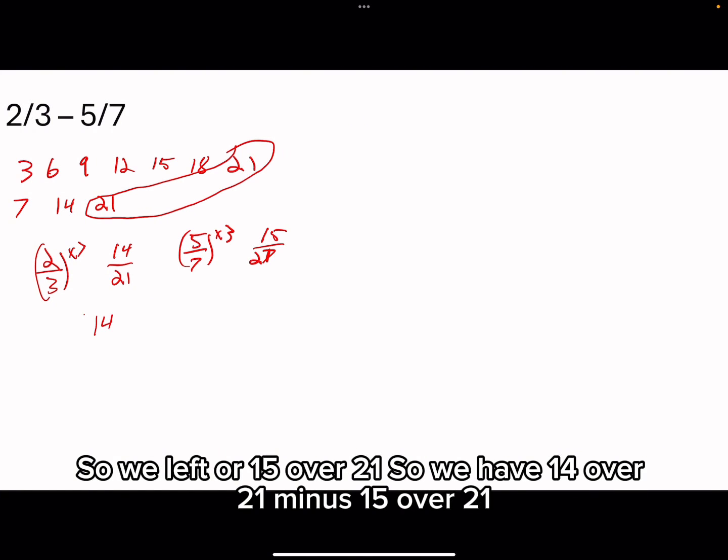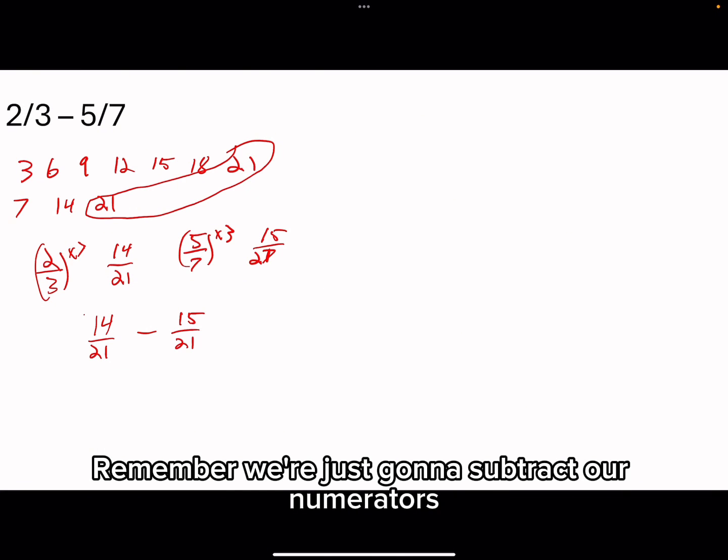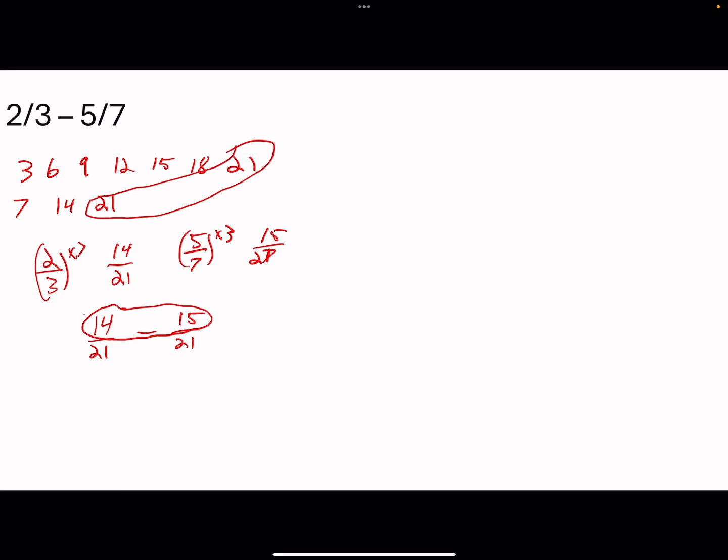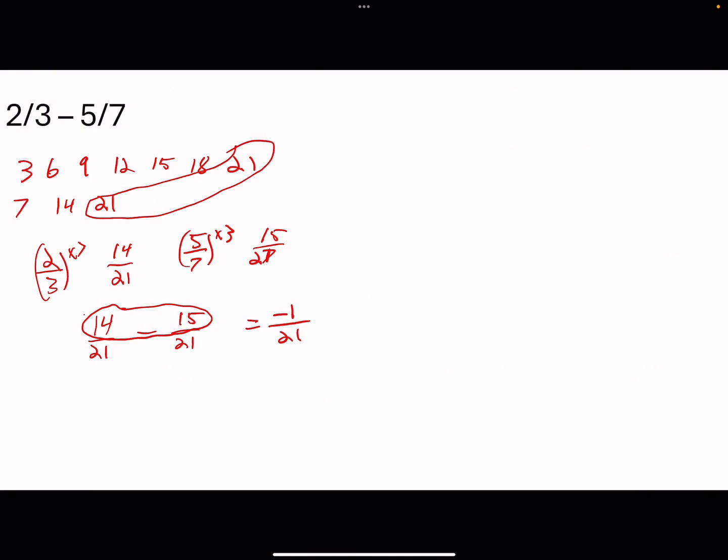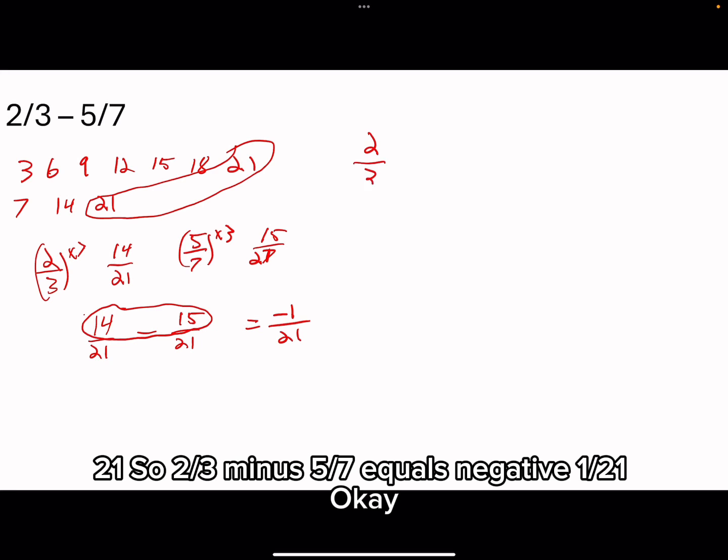So we have 14 over 21 minus 15 over 21. Remember, we're just going to subtract our numerators, and this is going to give us negative 1 over 21. So 2 over 3 minus 5 over 7 equals negative 1 over 21.